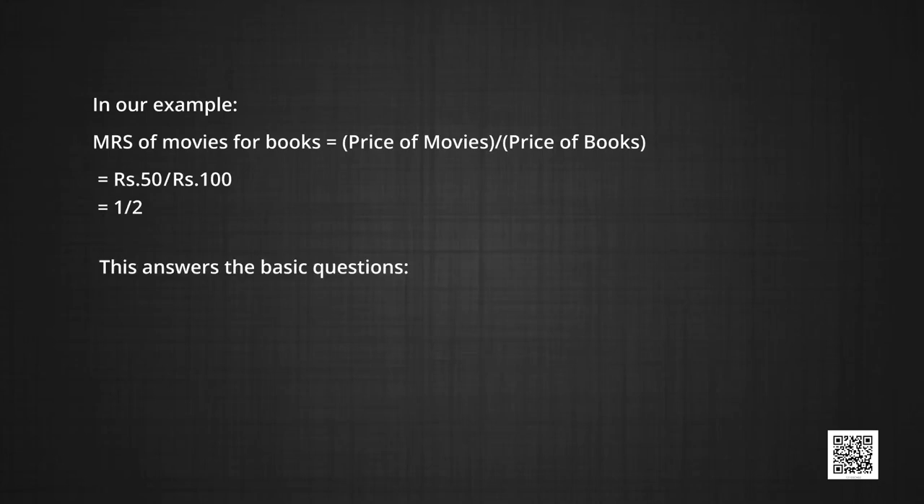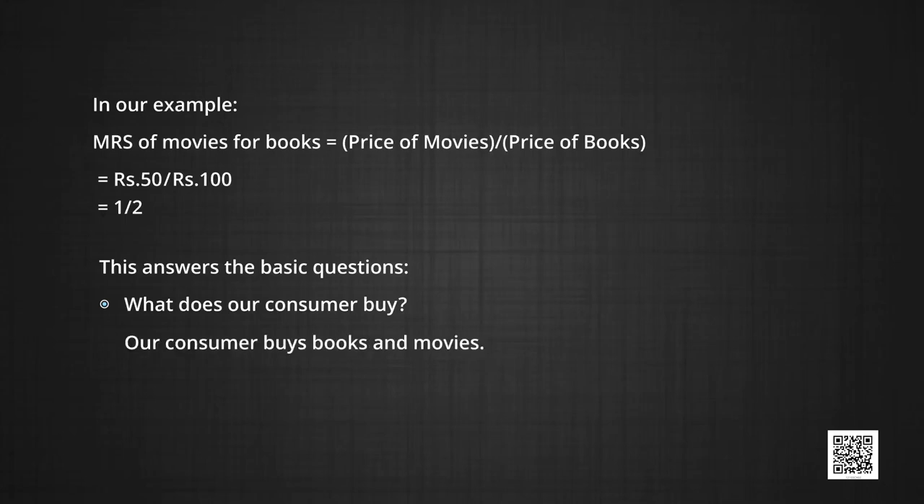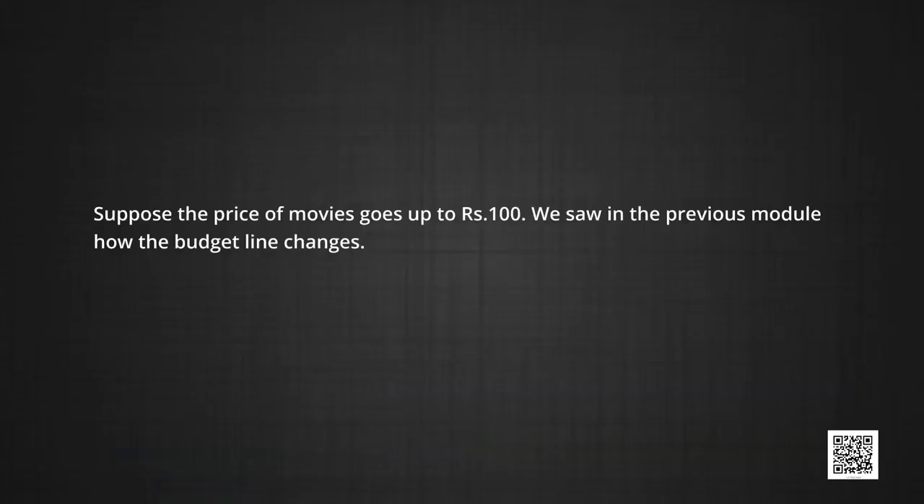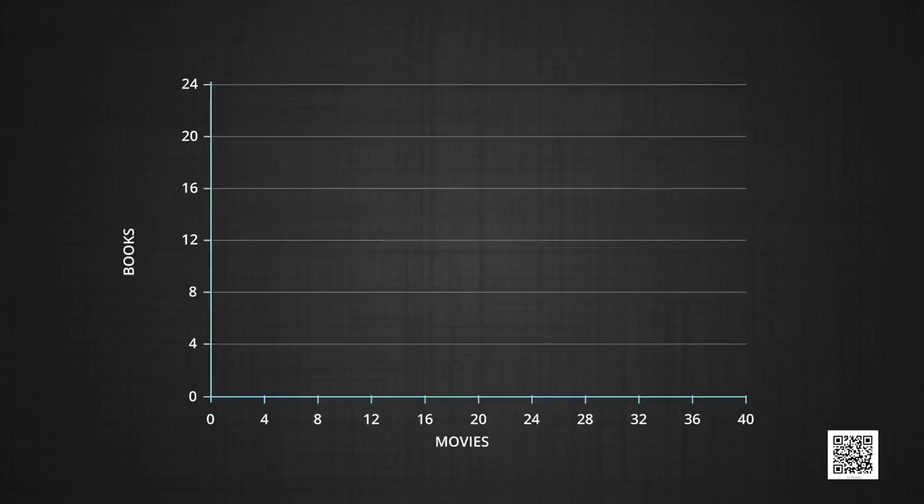This answers the basic question of what our consumer buys. Our consumer buys books and movies. In what quantities? He buys 16 movies and 12 books. What happens if the price of movies changes? Suppose the price of movies goes up to rupees 100. We saw in the previous module how the budget line changes. This is depicted in figure 2 shown here.